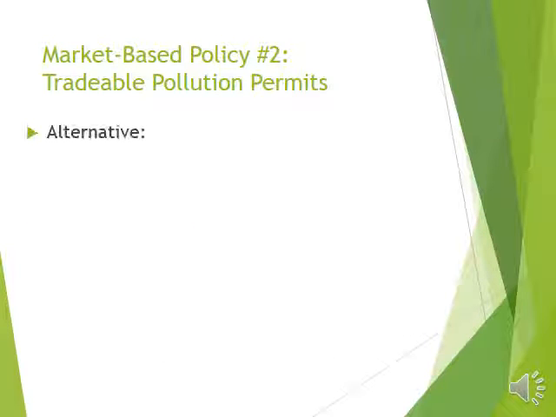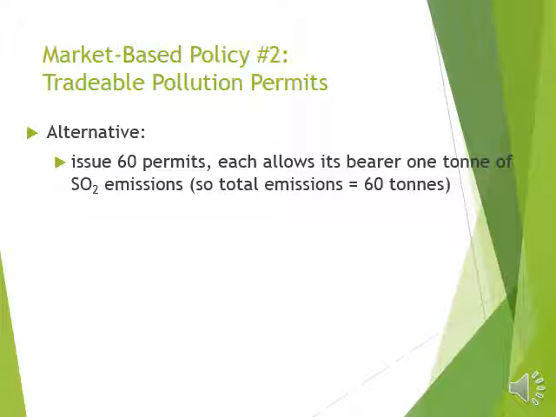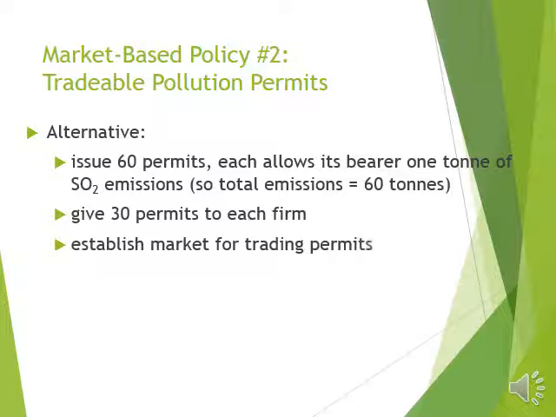Well, with a tradable pollution permit, basically 60 permits, one permit for every tonne of emission, are sold to the polluters, to Firm A and Firm B. So for every permit you buy, you're allowed to emit 1 tonne of CO2 emissions. You could, first off, give 30 permits to each firm, and then you establish a market for trading these permits.